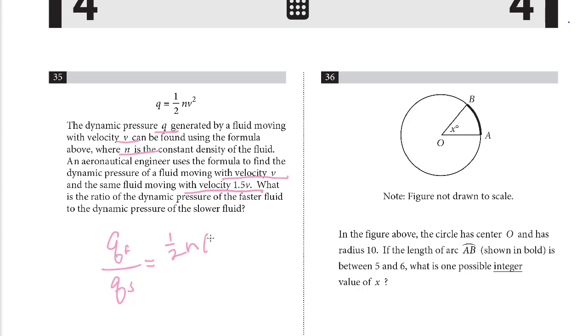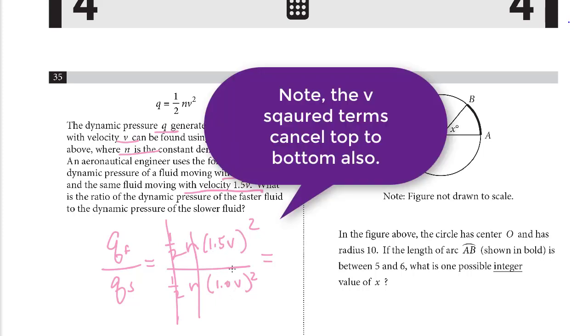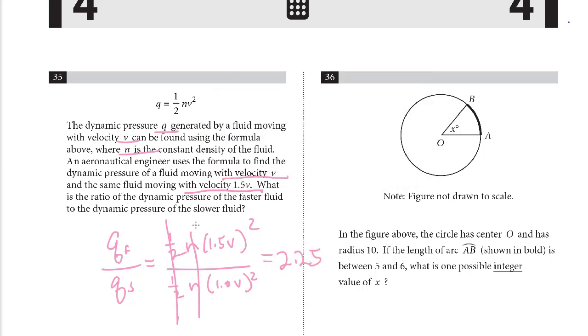and the faster fluid is 1.5 V, and that will be squared, over 1/2 N. The slower fluid is going to be 1.0 V, that's squared. Halves cancel, ends cancel. The difference is going to be 1.5 squared divided by 1 squared, which is 2.25 divided by 1. So that ratio is 2.25, or in fraction terms, I could express that as 9/4. That's the answer for 35.